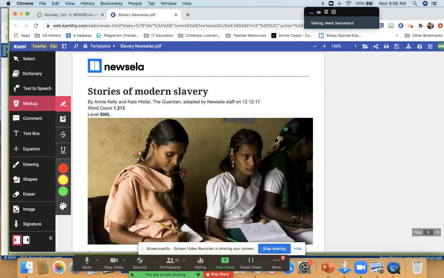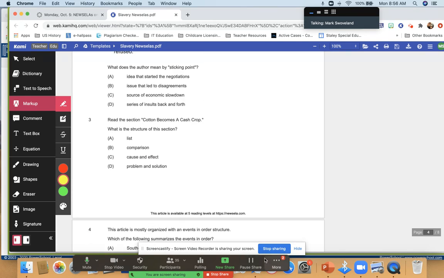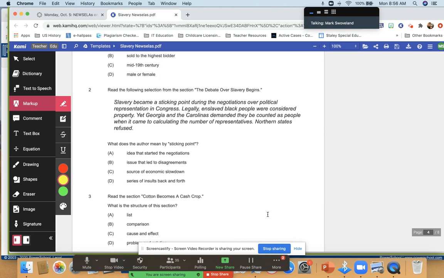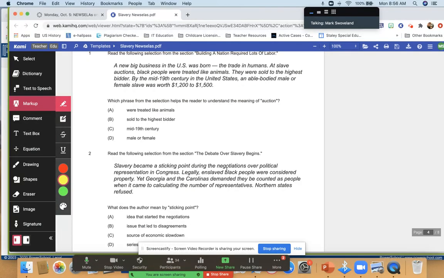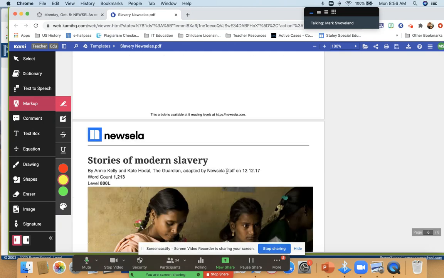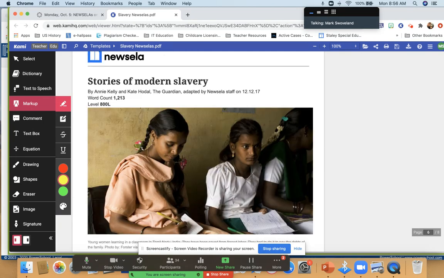Okay, so I'm going to let you guys go ahead and work on this on your own. I'm going to end the Zoom call. But your homework or your assignment for the last couple minutes of class is to read this second article called The Stories of Modern Slavery.